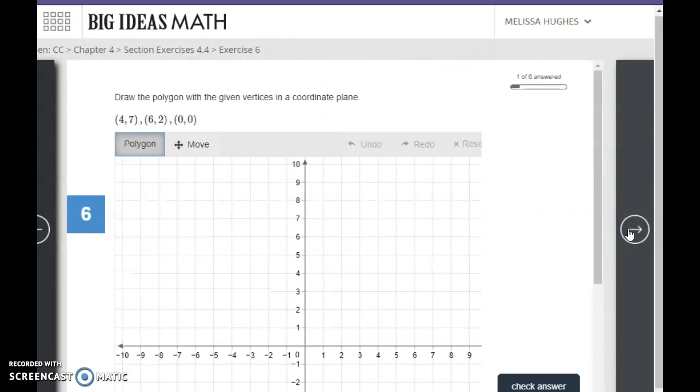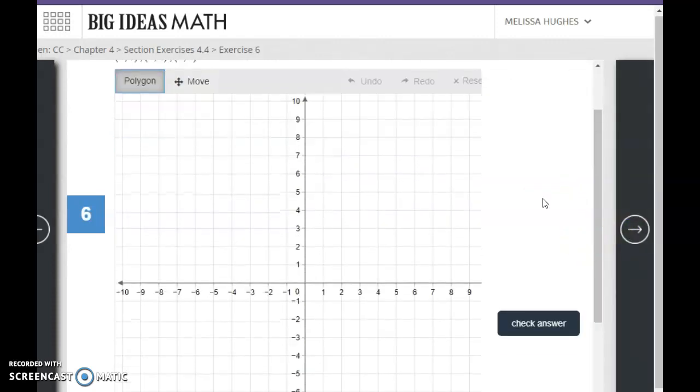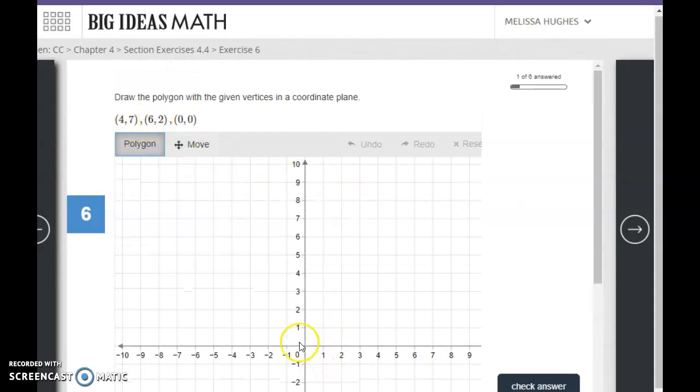Question number 6 is a little bit different. We're going to draw the polygon with the given vertices in the coordinate plane. So for the first ordered pair I need to graph, I go over 4 and then up 7, and I make my first dot right there. Second ordered pair I need to graph is 6, 2, so that means I go over 6, up 2, and you'll notice a line just appears connecting those 2 points.